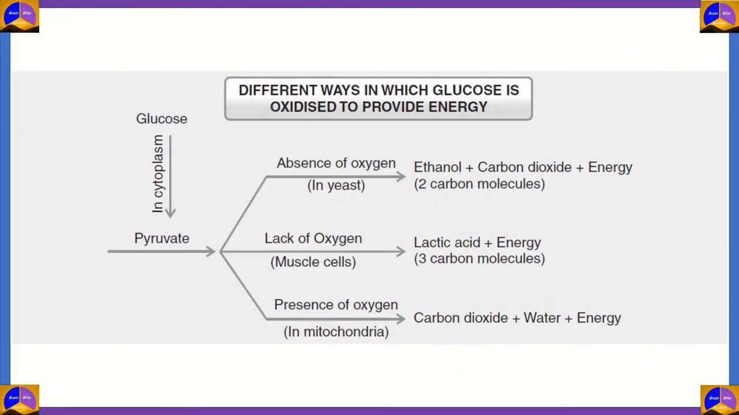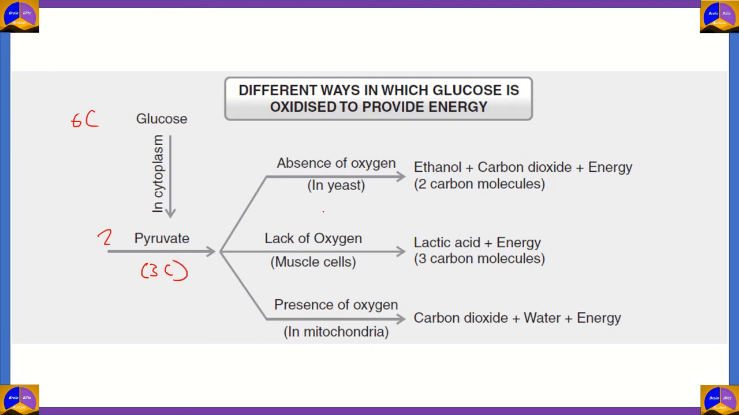Now, if we look at how glucose is oxidized, the glucose in the cytoplasm of a cell. So this is what happens in the cell. Once we get glucose, we convert the glucose into pyruvate. Glucose contains 6 carbon atoms in that molecule. It gets converted into 2 molecules of pyruvate, and each molecule of pyruvate contains 3 carbons.